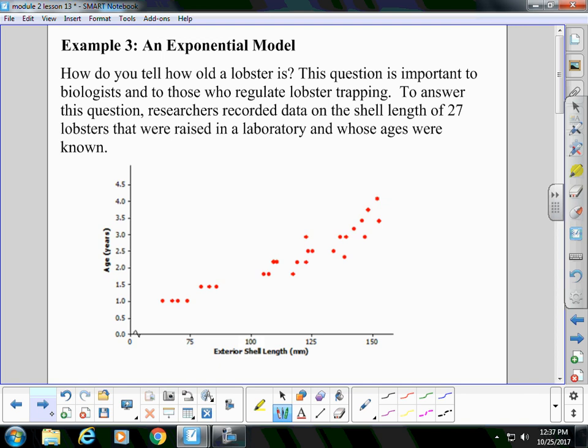Okay, and now let's look at an exponential model. It says, how do you tell how old a lobster is? This question is important to biologists and to those who regulate lobster trafficking. To answer this question, researchers recorded data on the shell length of 27 lobsters that were raised in the laboratory and whose ages were known.